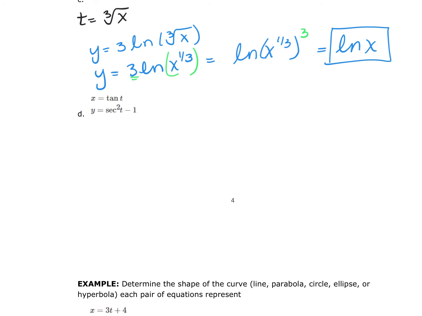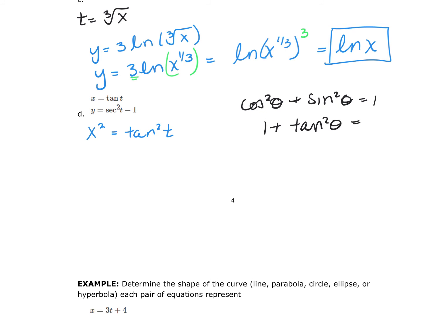Now you're thinking, wait a minute, how am I going to deal with that? Well, this is how you're going to deal with that. We're going to square both sides. We have x squared is equal to the tangent squared of t. Now, we have a Pythagorean identity that says the cosine squared of theta plus the sine squared of theta is equal to 1 all day long. Equivalent for tangent, I have 1 plus the tangent squared of theta is equal to the secant squared of theta.